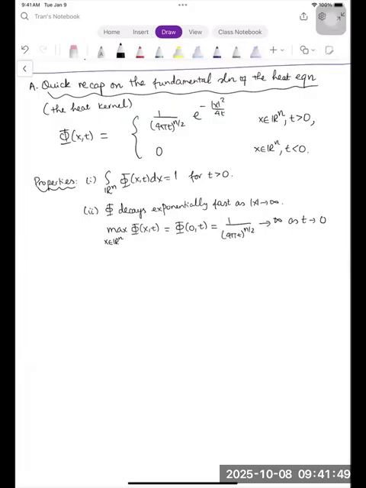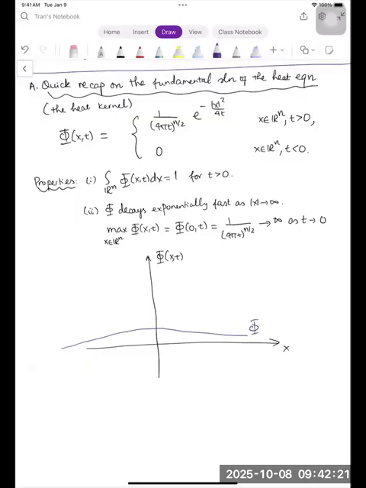And schematically, the graphs of phi look like this. This is x. This is, let's say, phi(x, t). Let me try to draw the graph for different times. You can see that when t gets really large, phi(0, t) goes to 0, right? So if t is large, then phi is something like this. Let's say this is phi(x, 10).